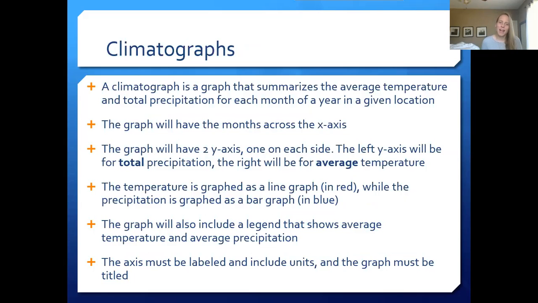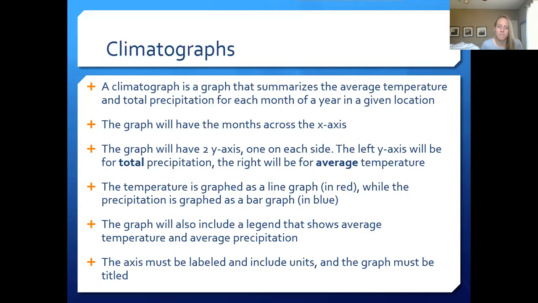A climatograph is a graph that summarizes the average temperature and the total precipitation for each month of the year in a specific area. The x-axis will have all of the different months, and then you'll actually have 2 y-axes, one on each side of the graph. One is going to have total precipitation, the other will have the average temperature. And then temperature is usually in a line graph, precipitation is usually in a bar graph.